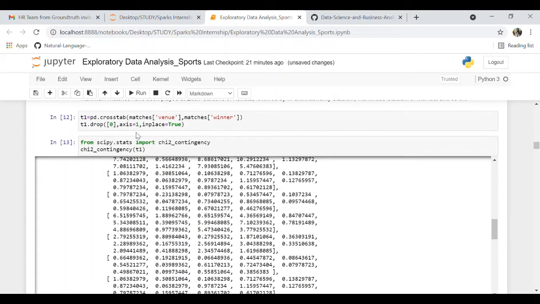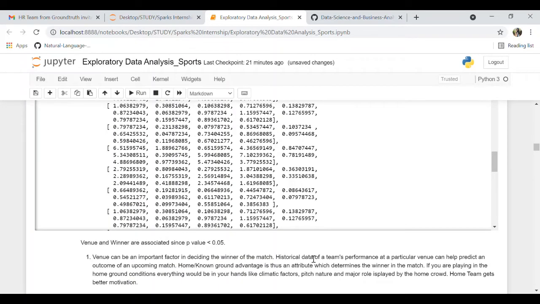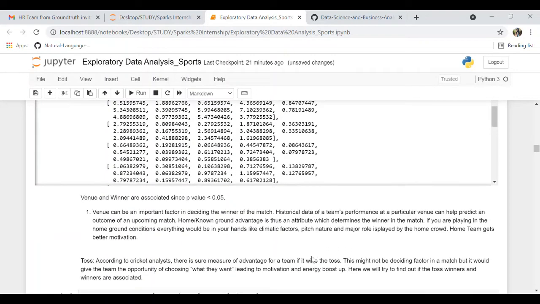Here there's a cross tab of venue and the winner. We did a chi-square test of independence to find out whether the winner and venue are associated or not, and it turned out to be associated for this particular data set. So from here we can see that venue can be considered an important factor in deciding the winner of a match.